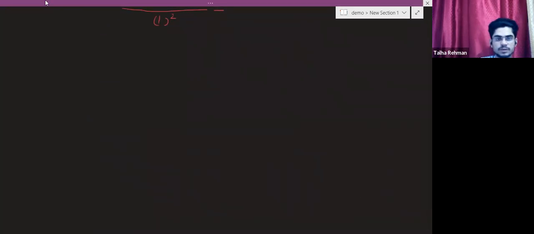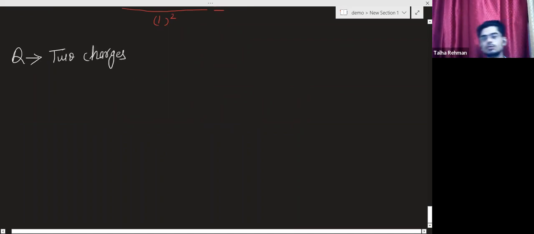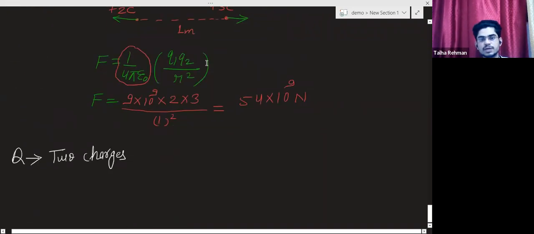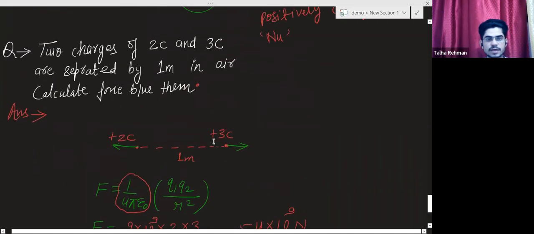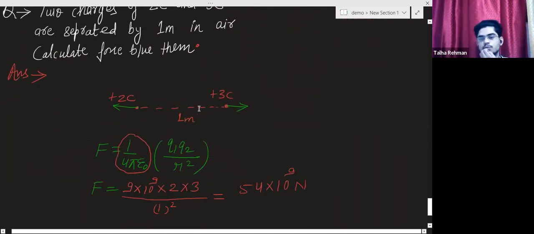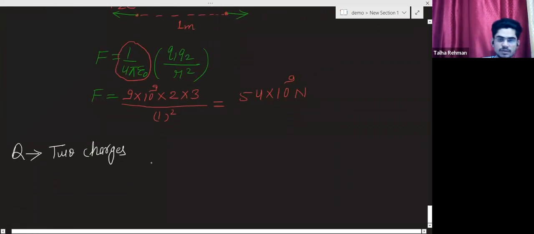Now I am moving with the next question. Two charges. So now see, Coulomb's law is helpful. Here we can calculate the force at least between these two charges. These two charges are point charges. Always consider point charges when given in the question. If not given as point charges, you will consider those charges as point charges.